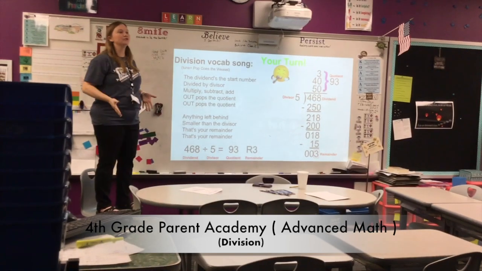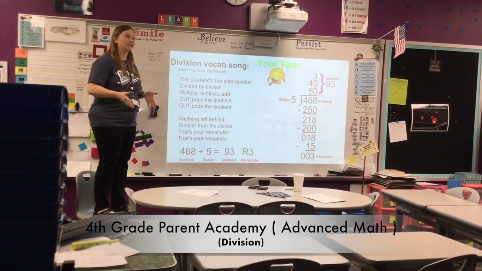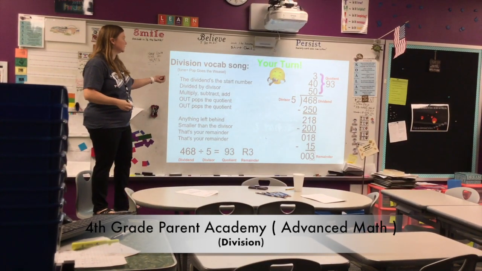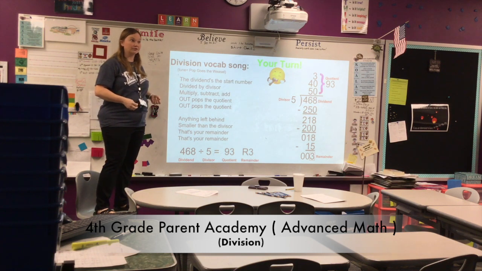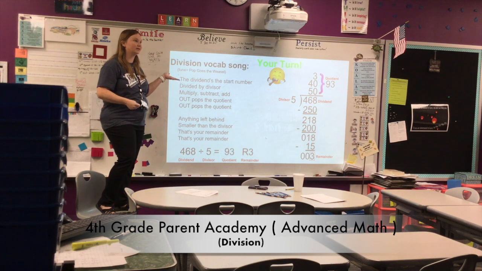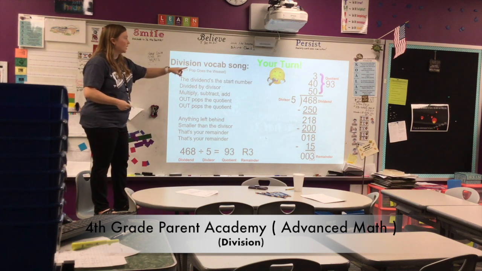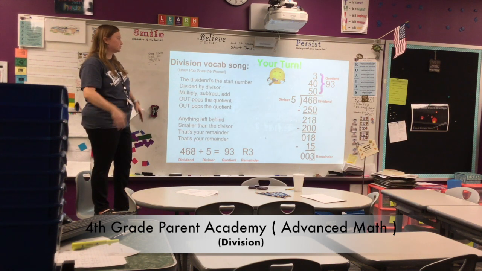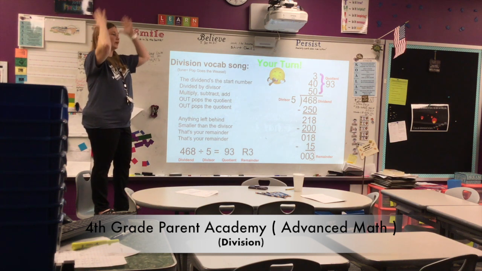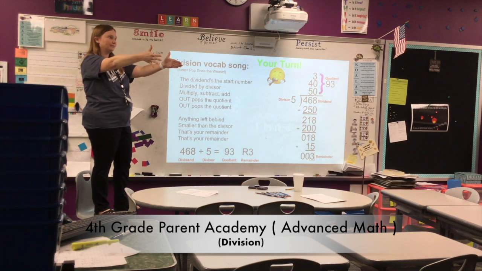Okay, my motions are, most of them, pretty intentional, okay? So the dividend is the start number. We don't say it's the smallest number because when you get in 5th grade, it's not going to be the smallest number when we're dividing decimals, right? So we say it's the number that you have to start with. So the dividend is the start number, so you're taking your hands and you put it there. Dividend is the start number, okay?